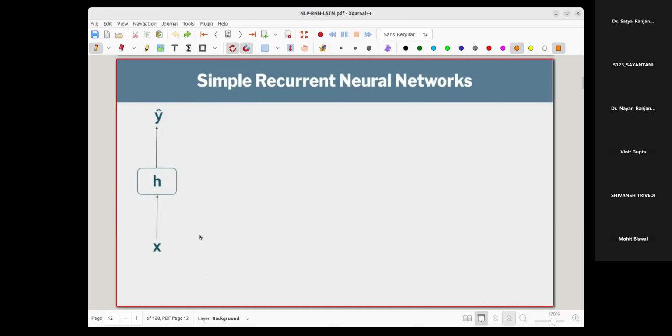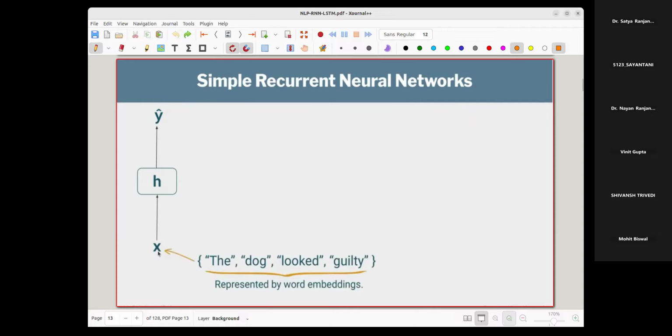Now if I want to process this sentence, "the dog looked guilty", it will be processed sequentially, one word after another. Even if you are using a simple neural network, what will you do? You will convert the first word "the" into its corresponding vector form. Let's say it is an 8-length vector. You feed it into the input layer, and it will be processed and give you some output.